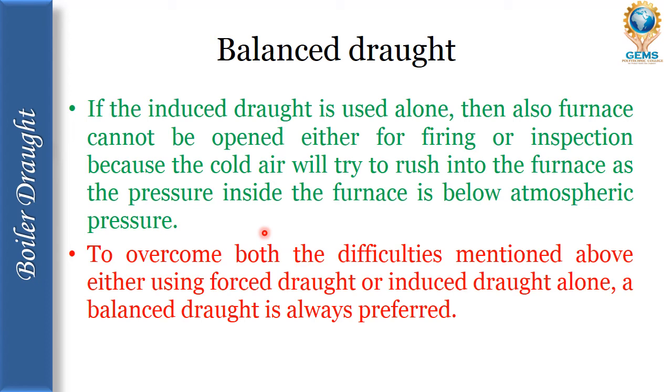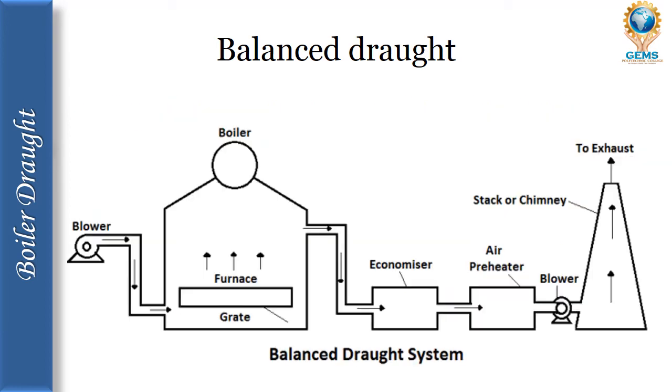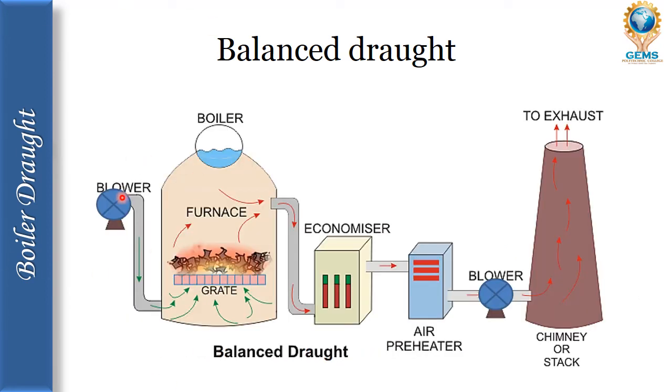To overcome both the difficulties mentioned above, of using forced draft or induced draft alone, a balanced draft is always preferred. This is how the balanced draft layout looks. At the same time we are combining both the forced draft and the induced draft, which is called the balanced draft. In this balanced draft, a blower is kept in front of the boiler and a blower is kept in front of the chimney, so that it will maintain the balance in the system. Let's see how this balanced draft works.